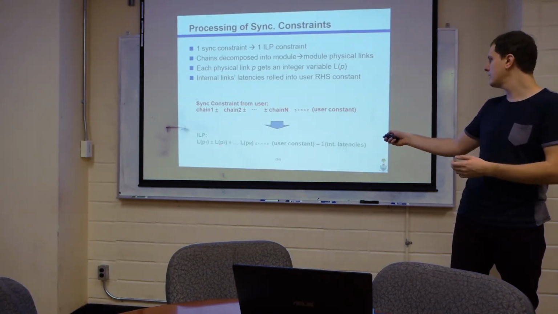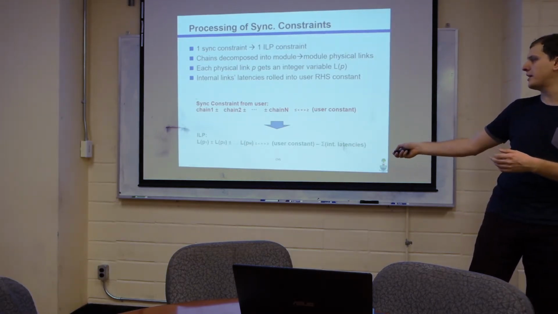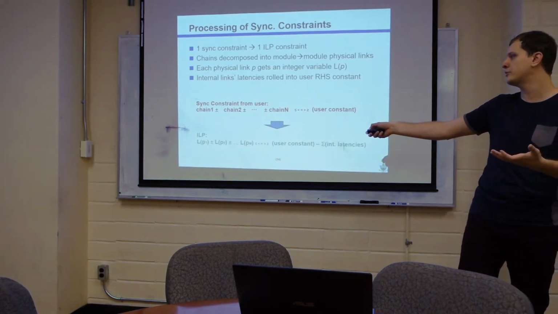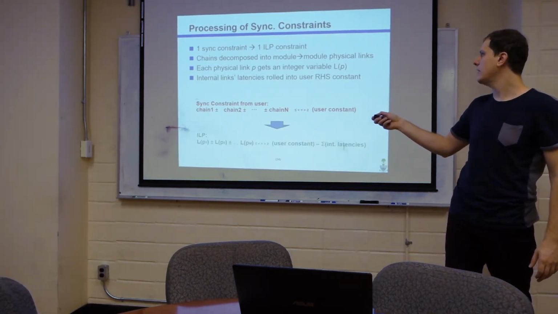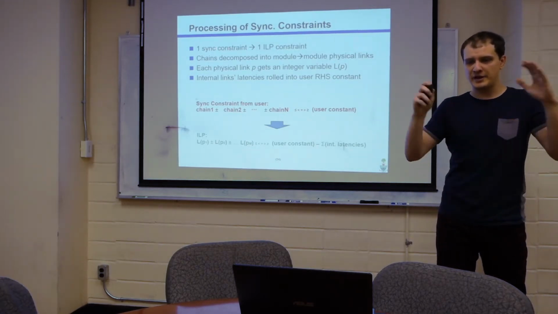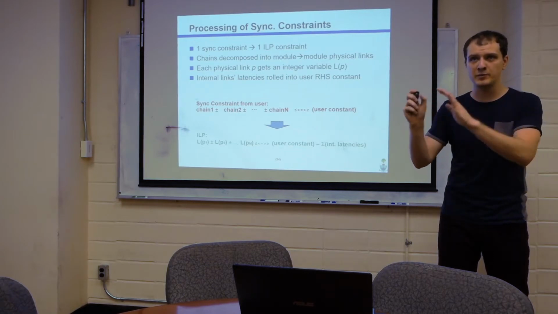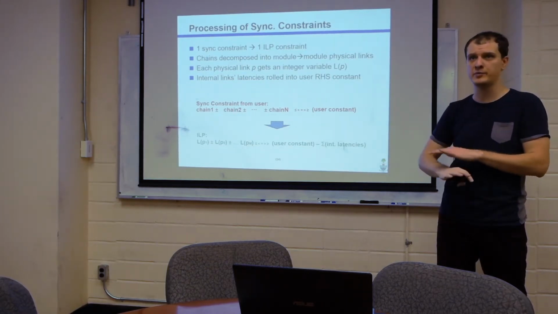There's a one-to-one mapping. And the sum of the internal latencies along all these chains is rolled into the right-hand side as the constant. So it's a very straightforward translation between synchronization and ILP constraints. So that's it for synchronization constraints. We ended up with ILP outputs, and we'll stop here for synchronization and go to the separate problem, the pipelining problem.